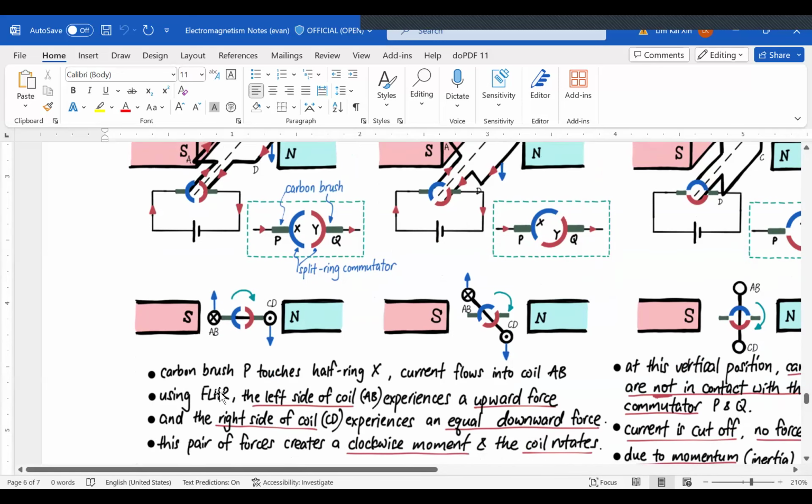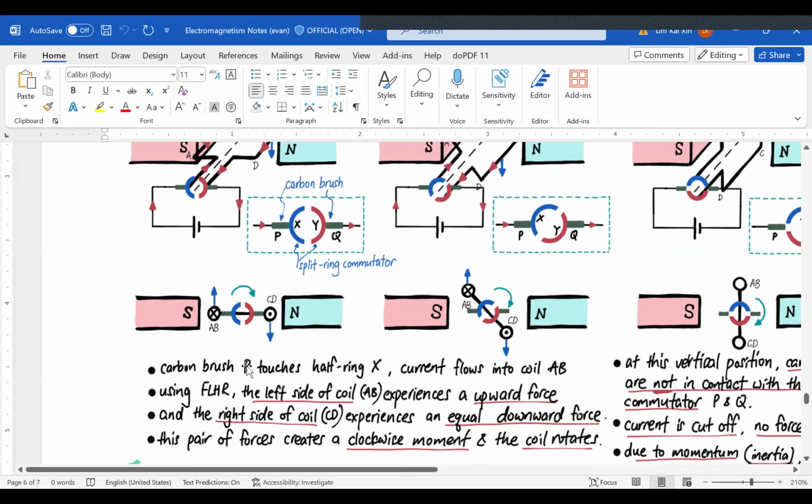It's explained here: carbon brush P touches the split ring X, and then current flows into the coil AB. Using Fleming's left-hand rule, this left-hand side will experience an upwards force. And on the other end, where I didn't change my magnetic field, but I changed my direction of current, the force will be in the opposite direction. So the right side of the coil CD will experience an equal downwards force. This will create a clockwise moment, and the coil will rotate clockwise.